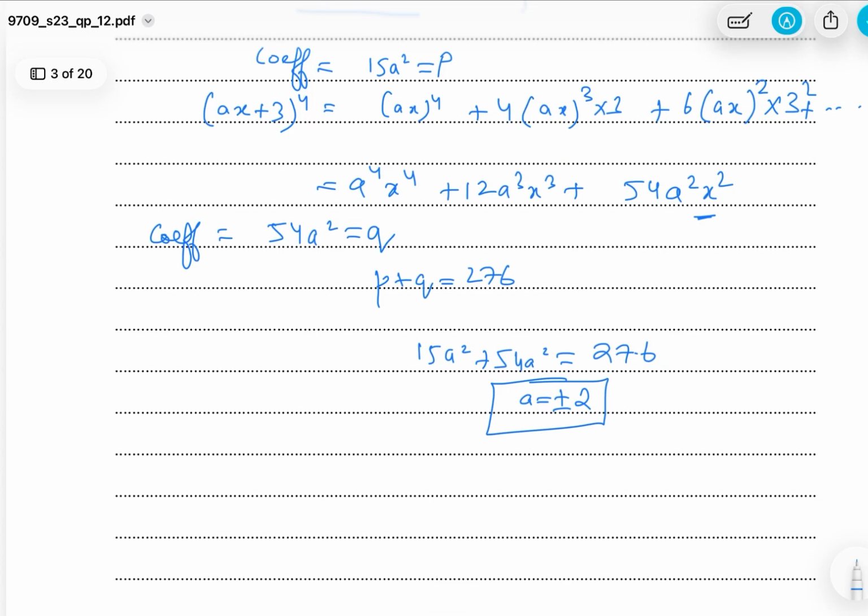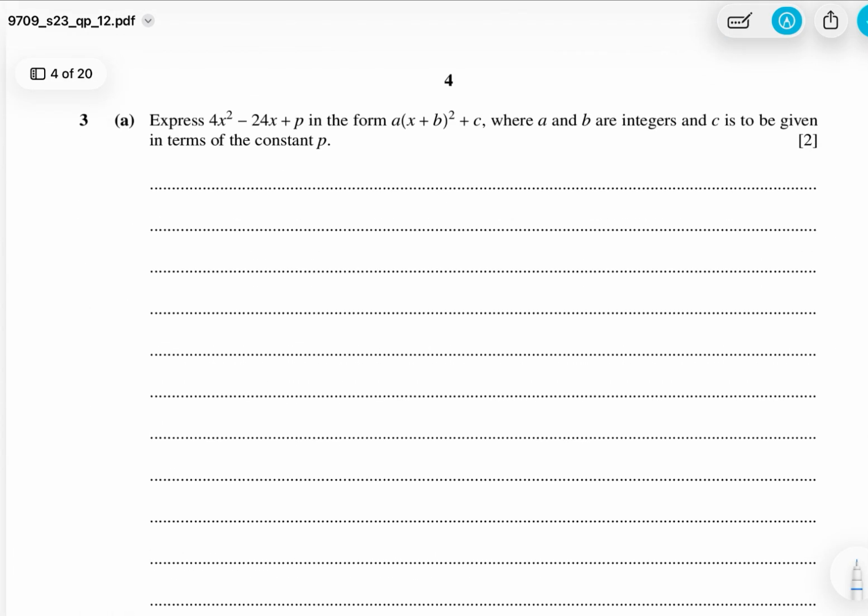Very good, learners. You got this one also correct. Let us try to solve this question now. All right. So we have 4x² − 24x + p in the form of this, where a and b are integers, c is to be given in terms of the constant p. Very good. So what do we do over here?